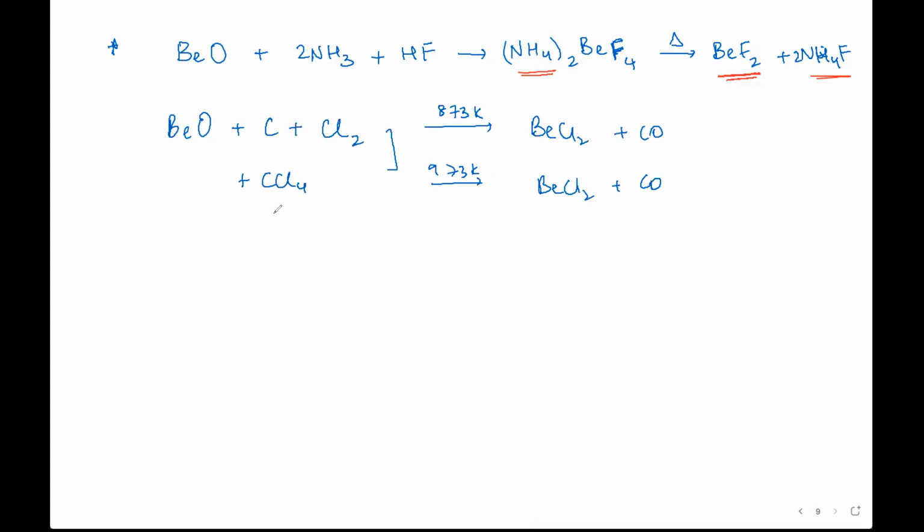Again, a roundabout way of preparing beryllium halides. All the other metals react directly with chlorine, all the halogens basically, to form their halides. But for beryllium halides, you need to go about a roundabout way. And you can only prepare the chlorides and fluorides, the more reactive of the halogens. Fluoride you prepare by creating the ammonium complex, and chloride with the help of carbon, using either carbon tetrachloride or a mixture of carbon and chlorine gas.